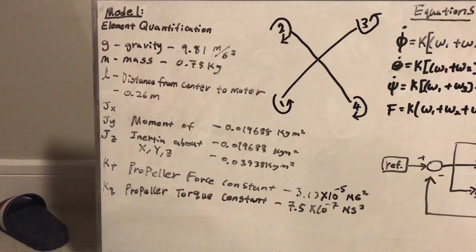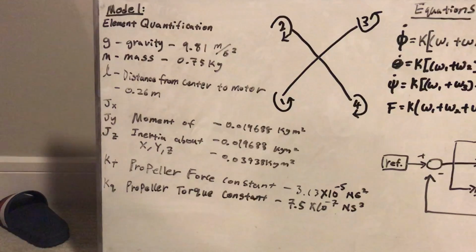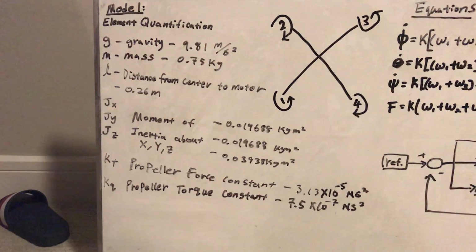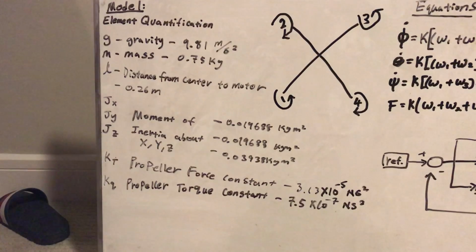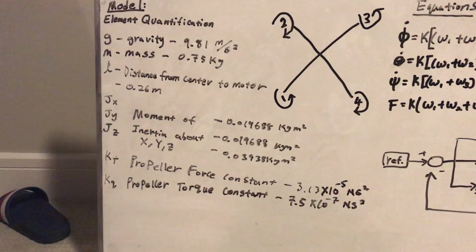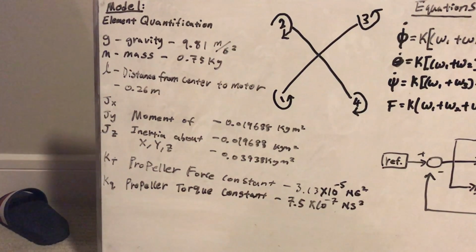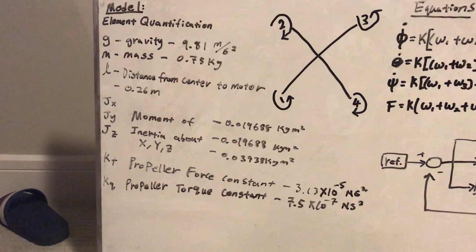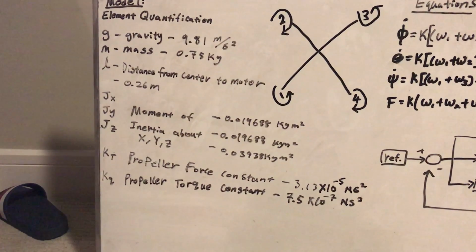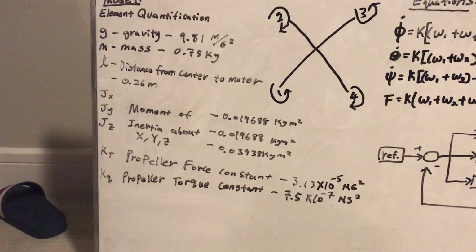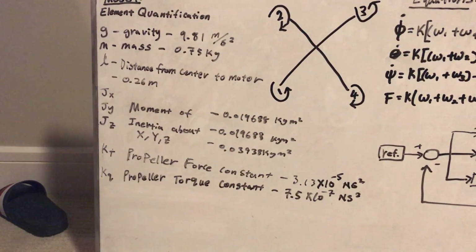There's a moment of inertia about each of the X, Y, and Z axes. So you have 0.019688 kilogram meter squared for both the X and Y axis, and then 0.03938 kilogram meter squared for the Z axis. We found these through a report where they did experimental data. And then you have a propeller force constant for each of the propellers, as well as a propeller torque constant, as you can see down there.